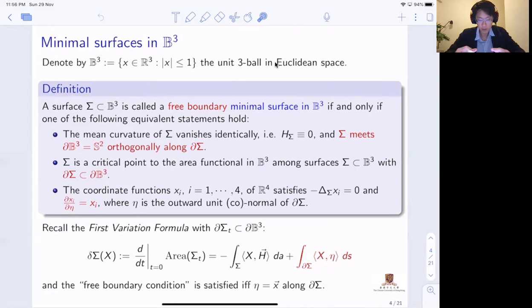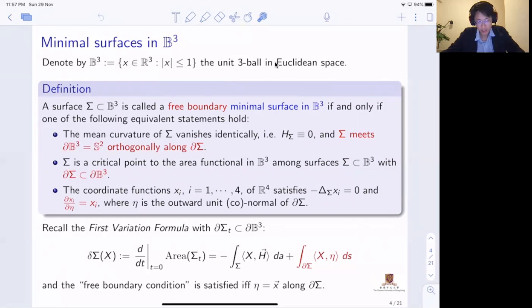So the first is a geometric statement again, because the interior is a minimal surface, so the mean curvature vanishes as before. But now the free boundary condition corresponds to the fact that the surface has to hit the boundary, which is a two-sphere, orthogonally along the boundary of sigma. All right, so this is the geometric free boundary condition.